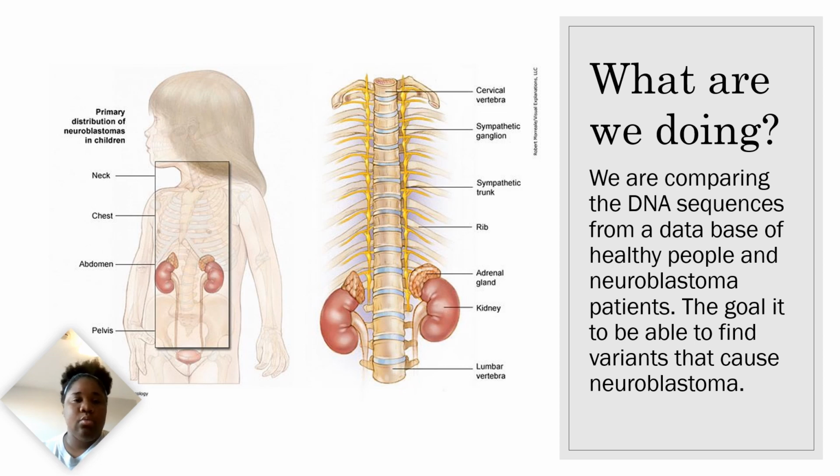What are we doing? We're comparing sequences of DNA from people with neuroblastoma, which we're going to refer to as the cases, and healthy individuals, which we're going to refer to as controls, to hopefully be able to find variants or differences in the sequences that can be connected with neuroblastoma.